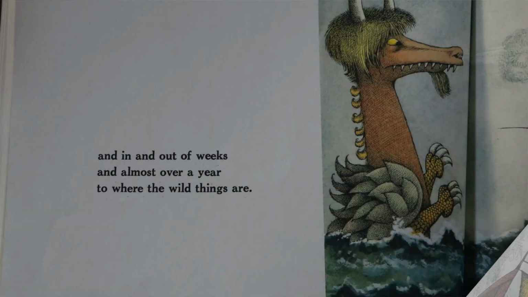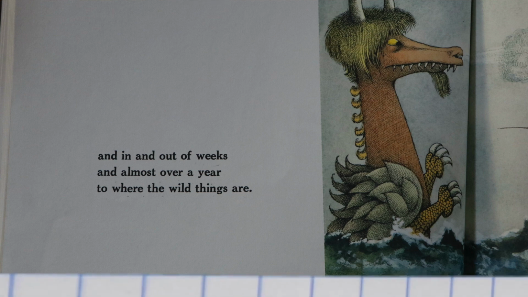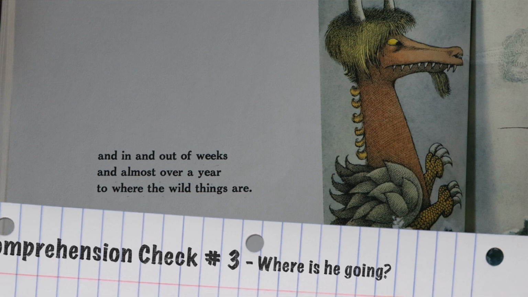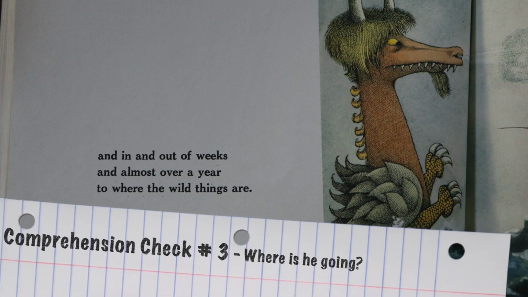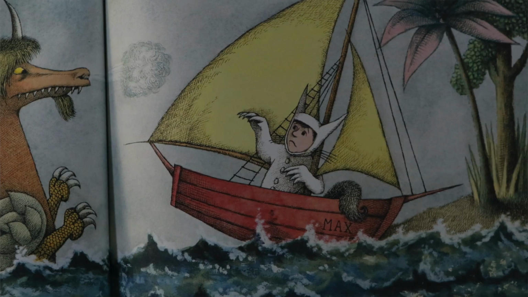And out of weeks, and almost over a year, to where the wild things are. So, where is he going? Yes, he's going to where the wild things are. He's going to this place where he can find these wild things. And I think we can see one right here. Some type of dragon with smoke coming out of its face. And it's got bird hands. Oh, look, his boat is named Max. Oh, that's funny.